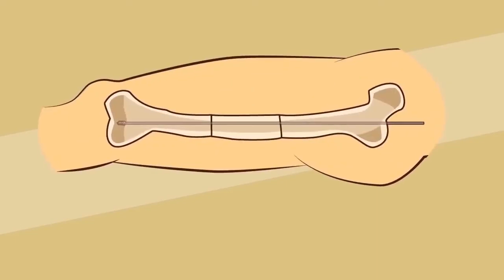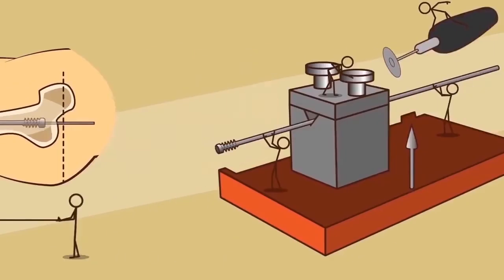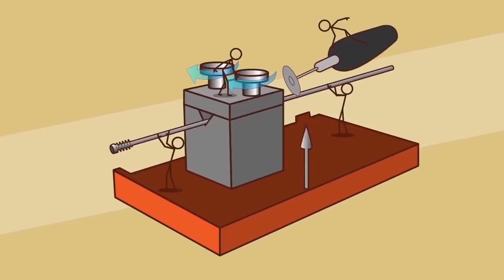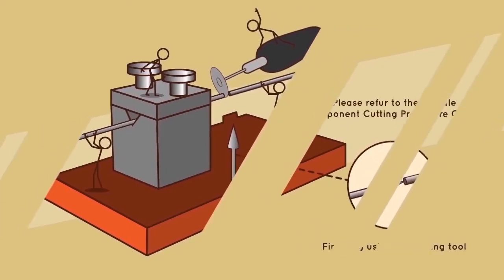Female cutting. The female component is now cut to the required size. The implant can be overlaid on the patient's leg to establish the required implant length. The female component is cut using the FC cutting jig and diamond cutting disc mounted on a high-speed rotary tool. After cutting, a deburring tool is used to clean the inside lumen.